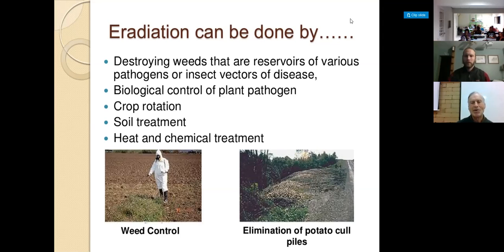That's also a way to modify the environment, because the low pH of the EM might make it unsuitable for a pathogen to go there. Another thing to look at is crop rotation.